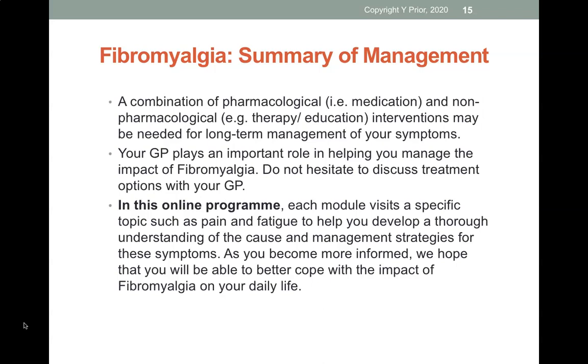In this online program, each module visits a specific topic such as pain and fatigue to help you develop a thorough understanding of the cause and management strategies for such symptoms. As you become more informed, we hope that you'll be able to better cope with the impact of fibromyalgia in your daily life.